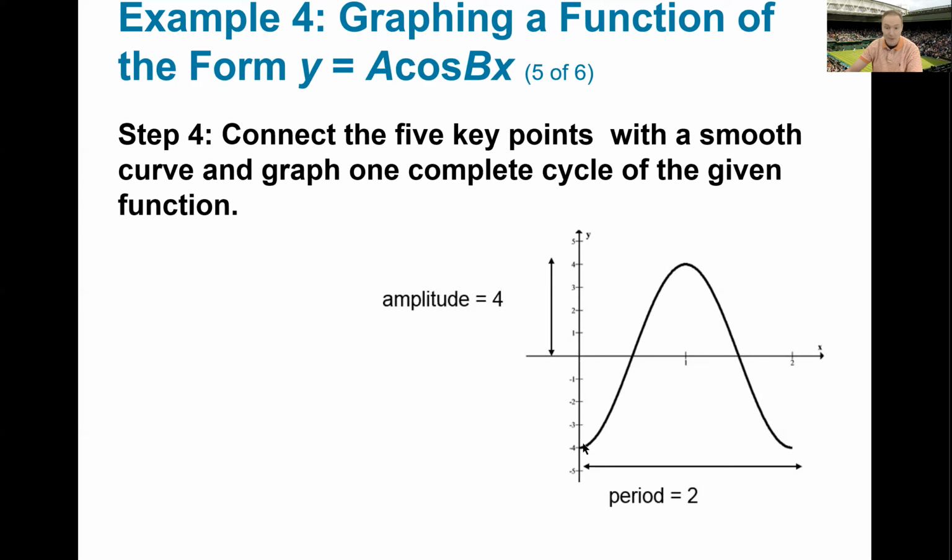It completes its period in 2 radians, so every 1/2 of a radian is 1/4 of a period. And we say, oh yep, it goes from the low point to an x-intercept to a high point to an x-intercept to a low point.